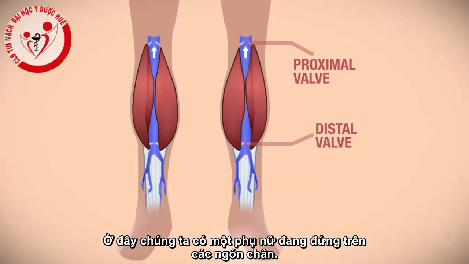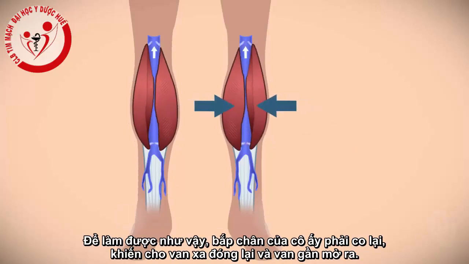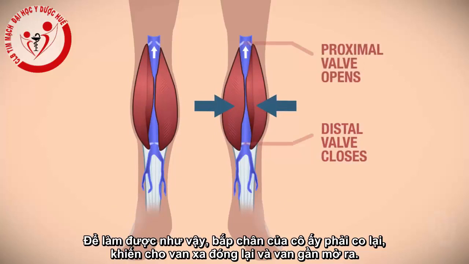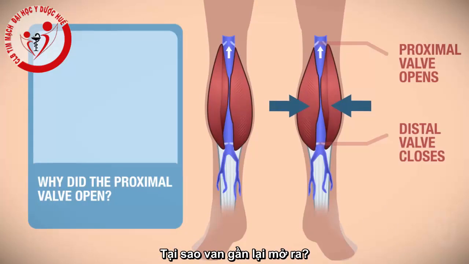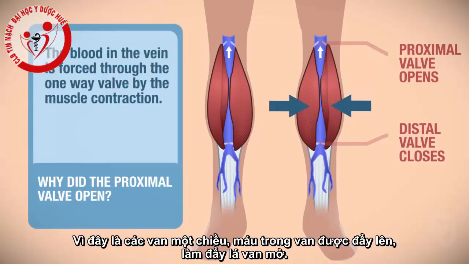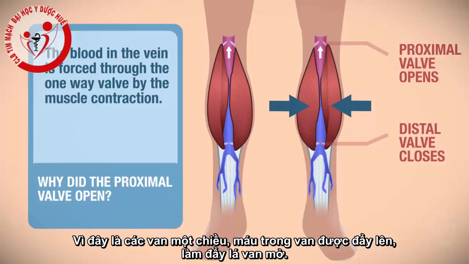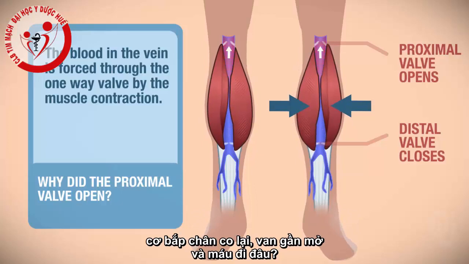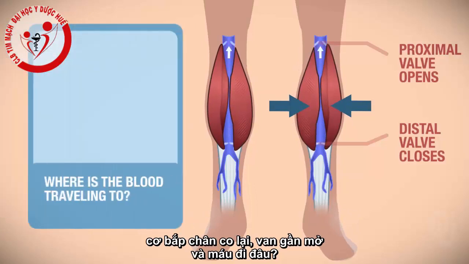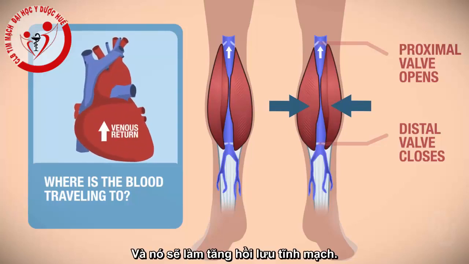Here we have a woman that is standing on her tippy toes. To be able to do that, her calves have to contract, which causes the distal valve to close and the proximal valve to open. Why did the proximal valve open? Since these are one-way valves, the blood in the vein was pushed upward, which pushed the valve open. All right, so in this case, calf muscle contracts, proximal valve opens, and where is the blood going? Toward the heart, right? And that will increase venous return.